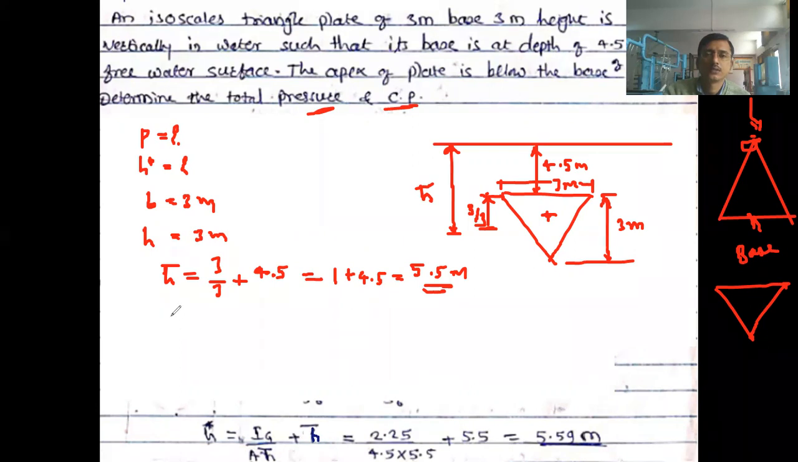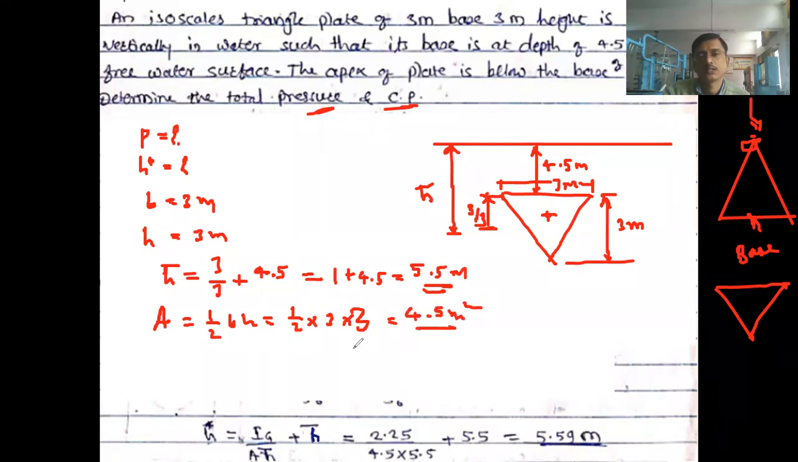Is there any doubt or difficulty in understanding this? Then area, capital A, area of triangle is half into base into height, which is equal to half into base, how much is it? 3. How much is the height? The height is also 3. Now what is the area? 3 into 3, 9, 9 by 2, 4.5 meter square, right?